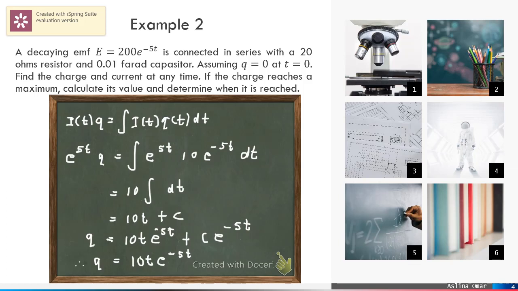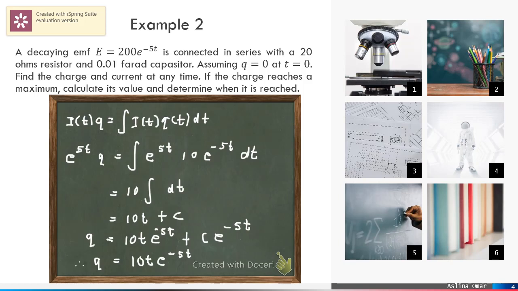Kan saya kata, oh, kira-kira macam tu je. Ni kosong, ni kosong. Macam tu je. Tak payah tu tulis. Panjang je tau. Kau jangan main-main ni. Okay. So, baru dapat dia punya Q. Belum jawab soalan lagi. Okay. Q equals to 10t e to power negative 5t.